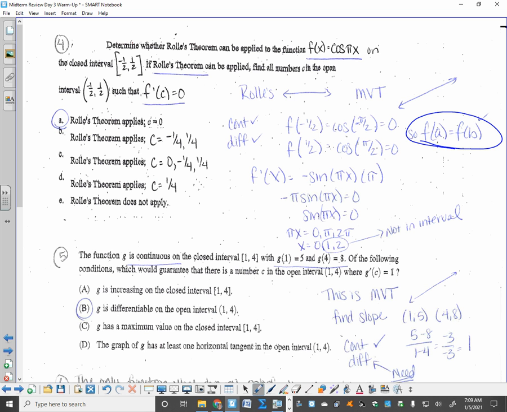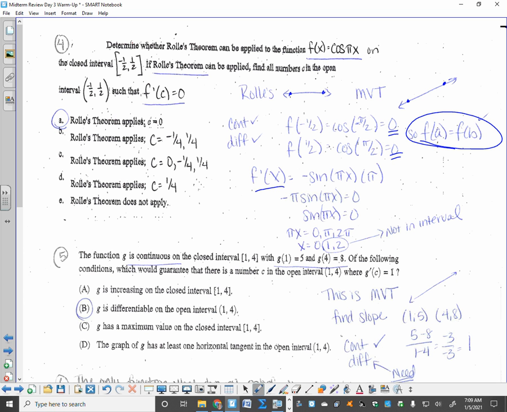This is the part for Rolle's that is not the part for MVT. For MVT, the y values are going to be different. For Rolle's, the y values need to be the same. That's what makes it horizontal. So again, these don't have to be 0. They just have to be the same.